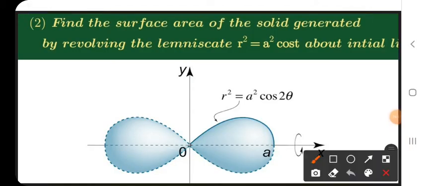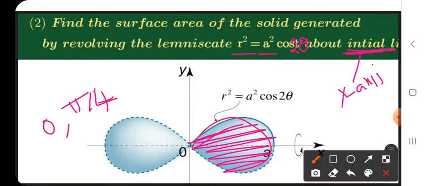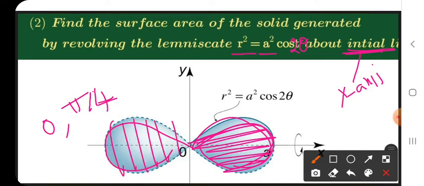See here, what is our given equation? r square equals a square cos 2 theta is our given equation. It revolves about the initial line. Initial means x-axis. This is our graph. From the graph, what are the limits we get? 0, pi by 4. That means we find only the area of the solid on one side, not the total area. If I double this area, we get the total area. So I write 2 in front of the formula.